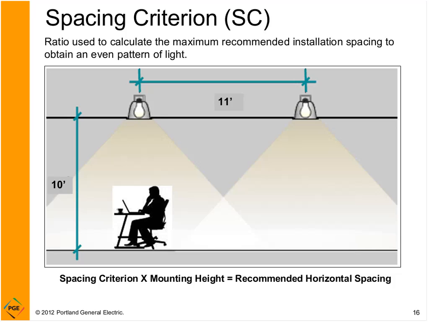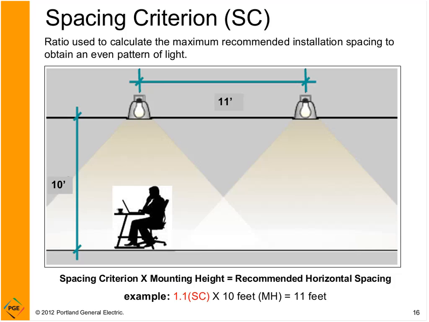So this metric is known as spacing criterion, and it's the ratio used to calculate the maximum recommended installation spacing to obtain an even pattern of light. And this number is going to be found on fixture specification sheets. So in this example, the spacing criterion is 1.1. So we'll want to space these downlight fixtures, in this example, no more than 11 feet apart if we want even illumination. So in this case, it's pretty easy math.